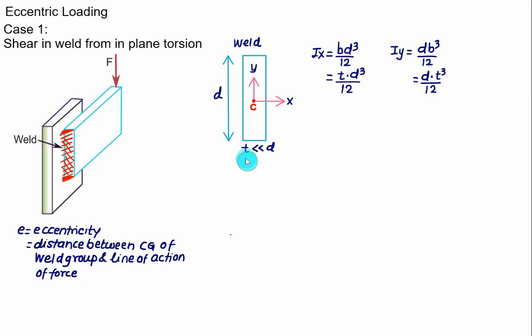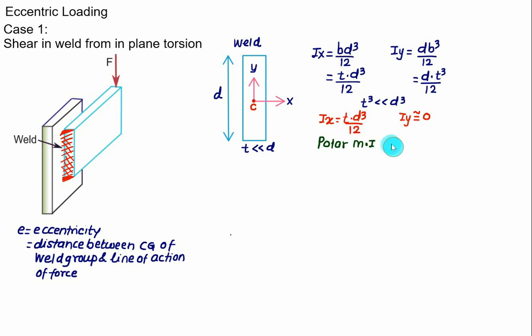As t is very small compared to d, we can claim here that the t cube quantity is very small as compared to d cube, so the contribution of this quantity is small. So we can approximate it here. Iy is approximately equal to 0. And we have the value of Ix equal to t multiplied by d cube divided by 12.